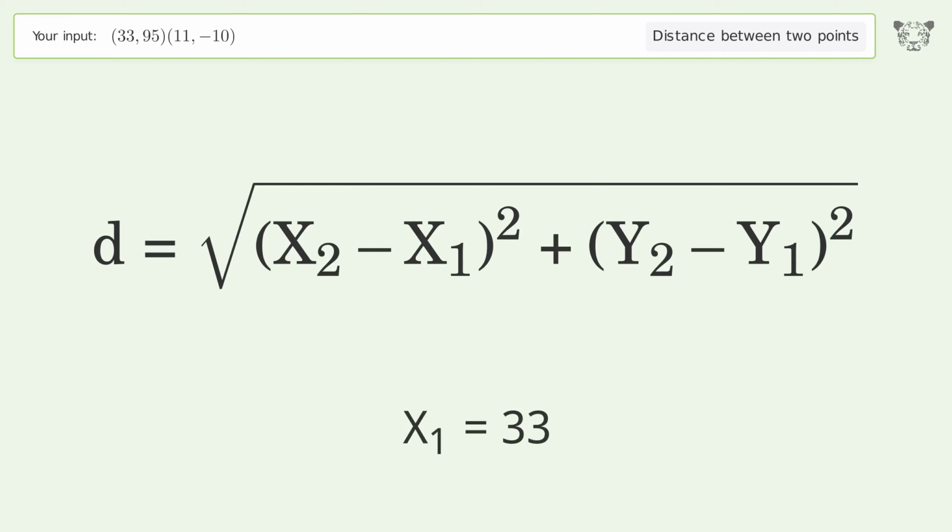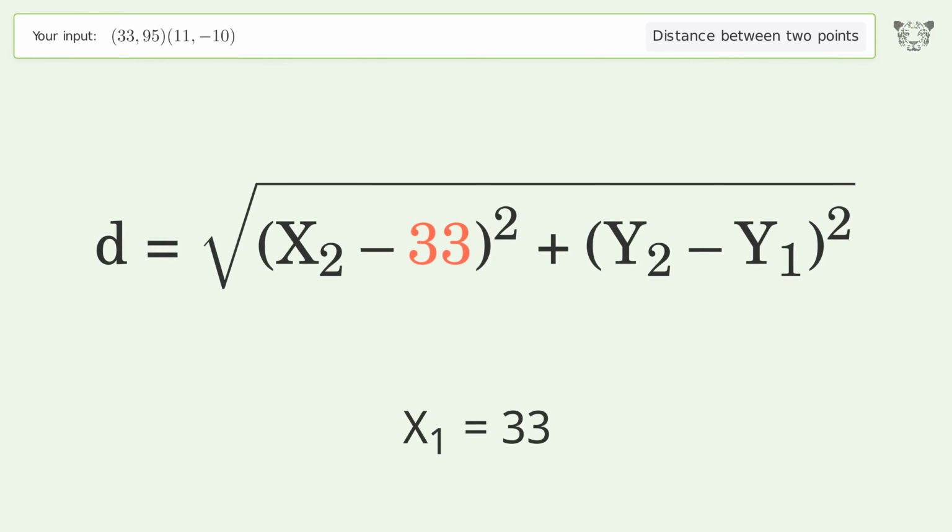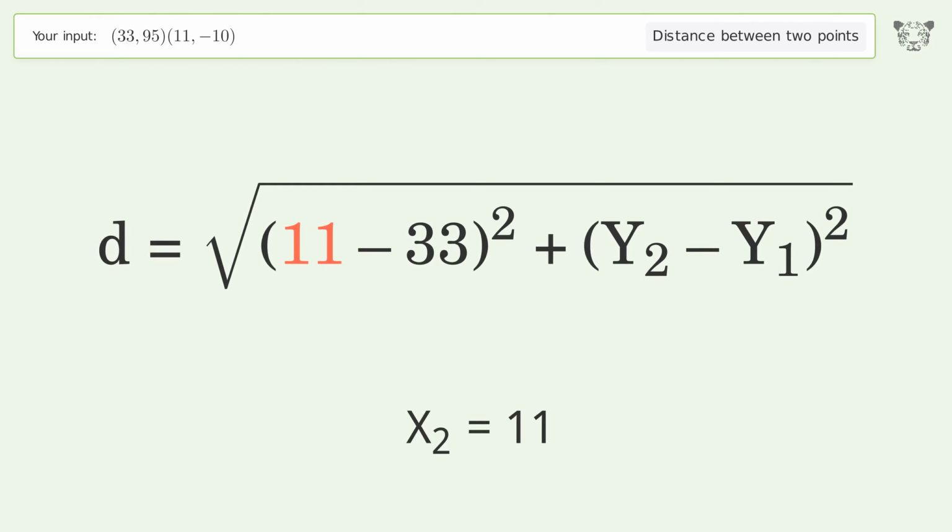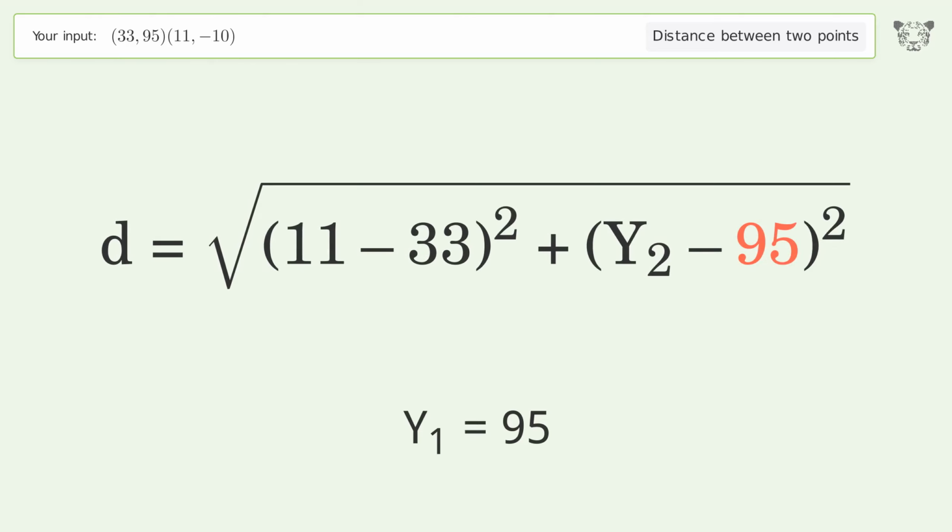x1 equals 33. x2 equals 11. y1 equals 95. y2 equals -10.